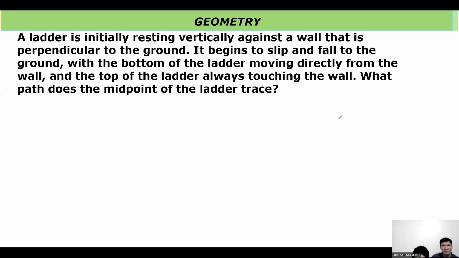A ladder is basically resting vertically against a wall that is perpendicular to the ground. It begins to slip and fall to the ground with the bottom of the ladder moving directly away from the wall, and the top of the ladder always touching the wall. What path does the midpoint of the ladder trace? A version of this problem was used in an Oxford interview.